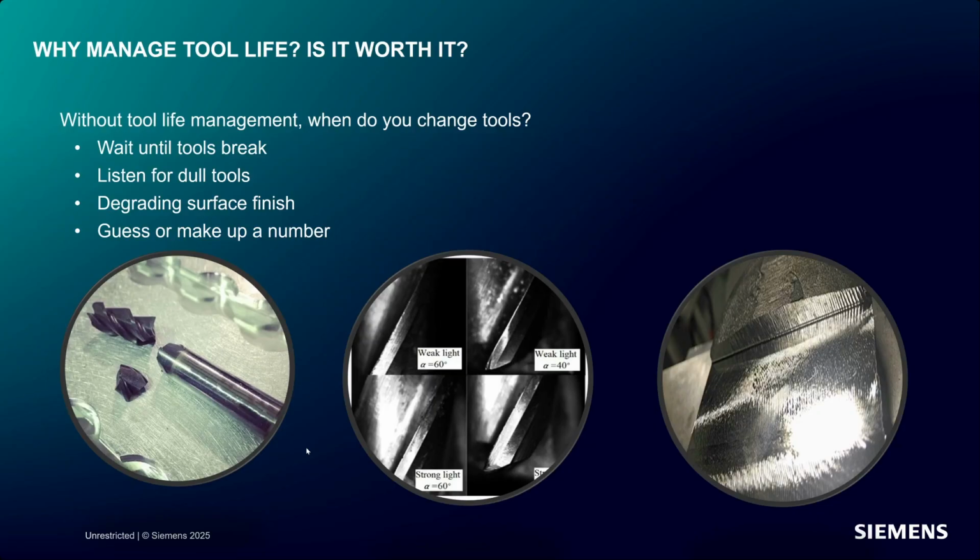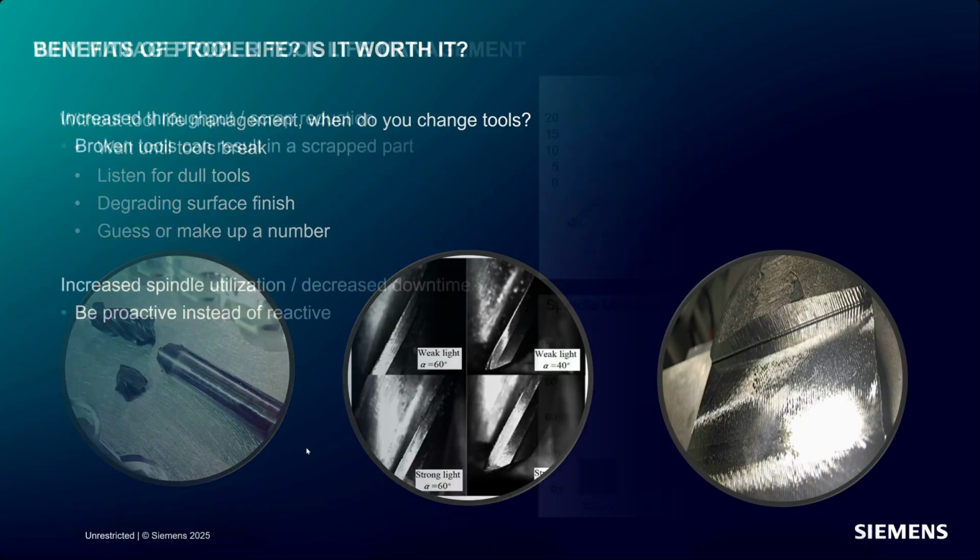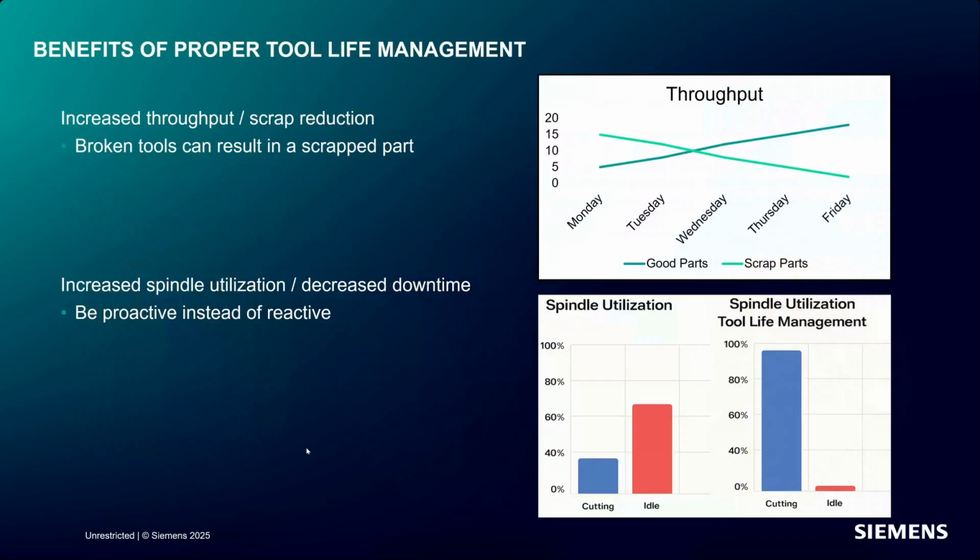But you can see without tool life management, none of these are really good indications of when to change a tool or when to change it properly, right? So all of these are going to end up with problems. So right off the bat, we can see the benefits of proper tool life management. Now, when I say implementing tool life management, I mean proper tool life management. And right off the bat, we could increase our throughput by way of scrap reduction if we change these tools out before they break.